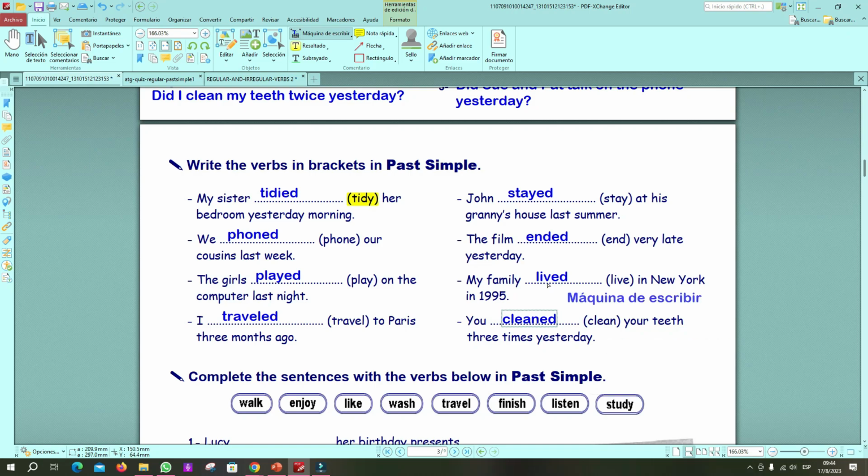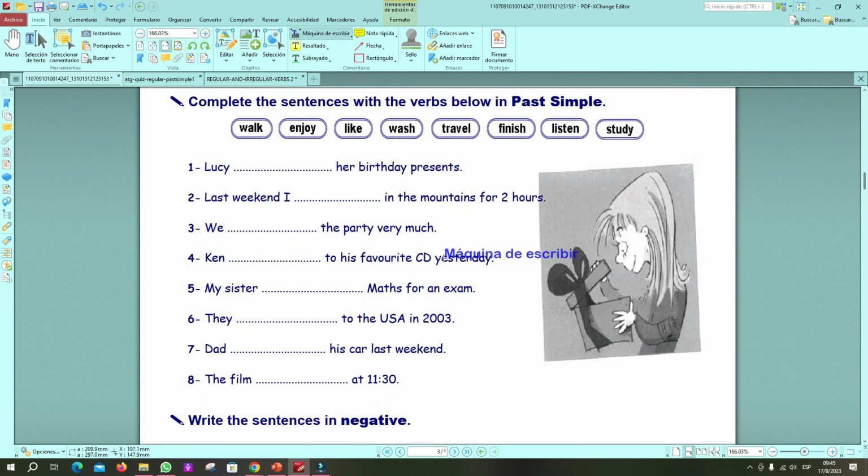Excellent. Very good, guys. So, tidied, phoned, played, traveled, stayed, ended, lived, and cleaned. Excellent. Let's continue. So, I want you to complete these sentences with the verbs in past. Here you have walk, enjoy, like, wash, travel, finish, listen, and study. You're going to choose the correct verb to complete these sentences, okay?